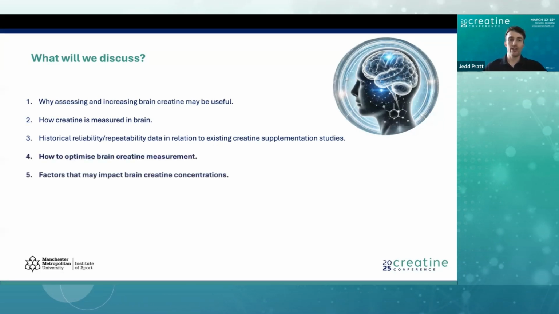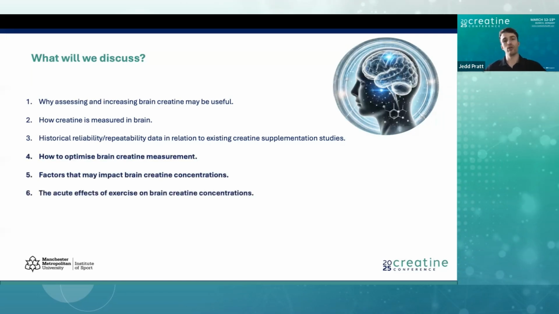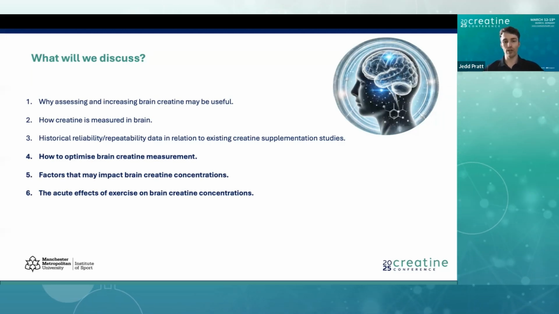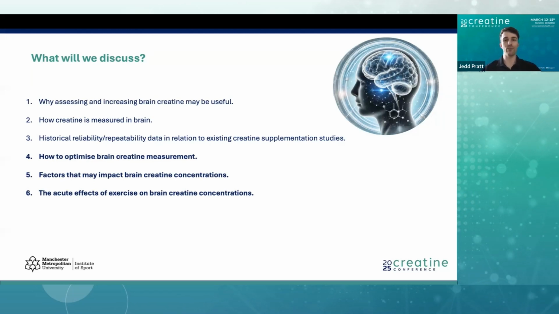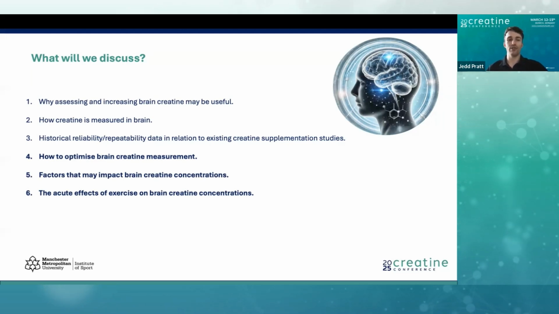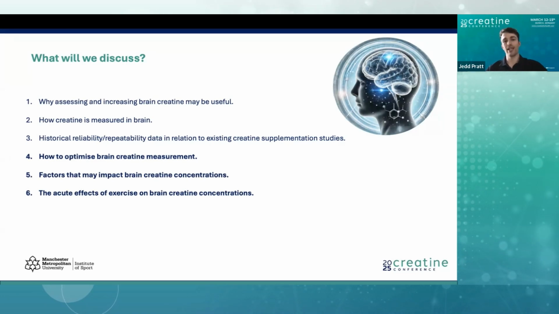And then the bulk of the talk will focus on how we can go and optimize the brain creatine measurement. We'll speak about different factors that can potentially affect brain creatine and build on the concept that we need to try and control for these factors until we better understand how it might vary. And then the final aspect is a bit of data that we're working on at the minute in terms of the effects of an acute bout of exercise on brain creatine.